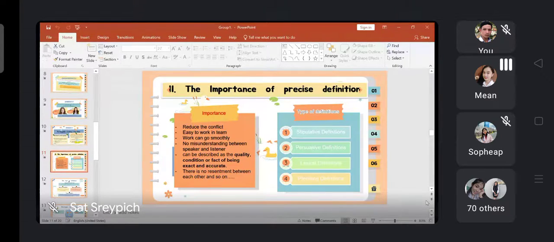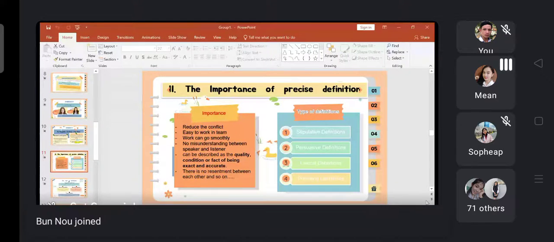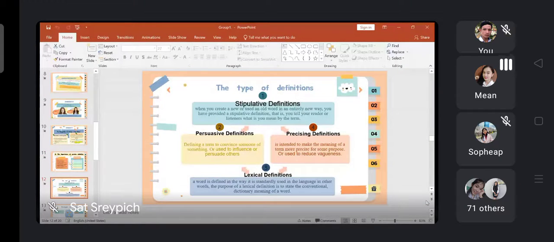About the types of precise definition, we have divided them into four points. The first point is about stipulative definitions. The second point is about persuasive definitions. The third point is about lexical definitions. And the last point is about precising definitions. So please move the slide. Yes, I start with the first point, stipulative definitions.